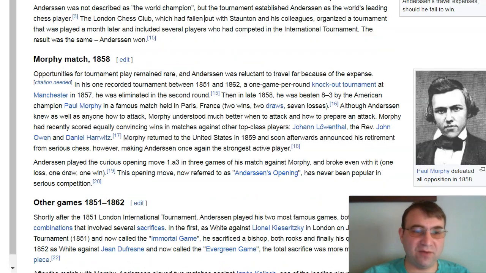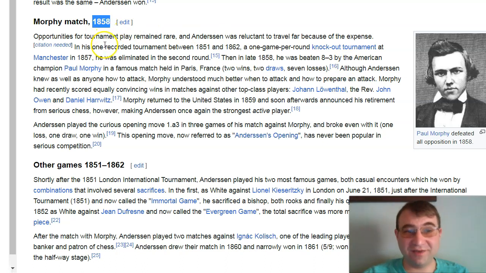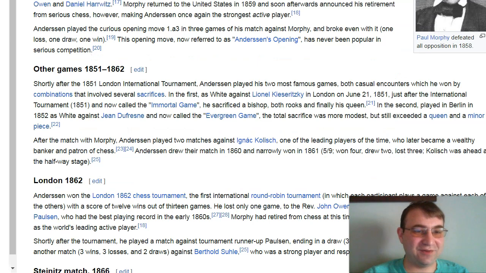After 1851, we have a match 7 years later in 1858 with the American Paul Morphy, which Paul Morphy won absolutely decisively. So Paul Morphy should be considered the second world champion in 1858 because he defeated Anderson, who was considered by everyone to be the best player in the world at the time. So we have this clear succession: Anderson, then Morphy. Then Morphy refuses to defend his title, basically. Morphy refuses to play chess.